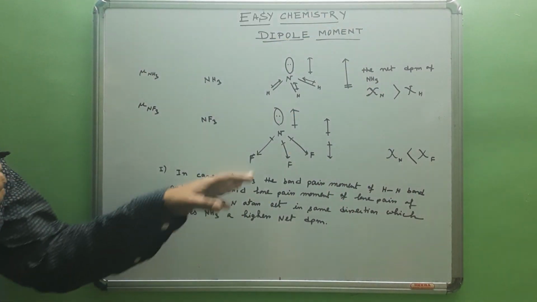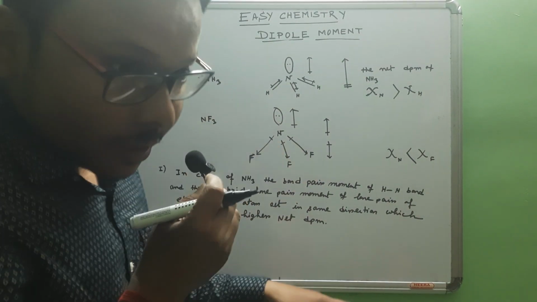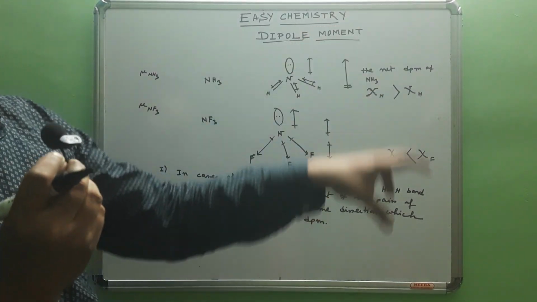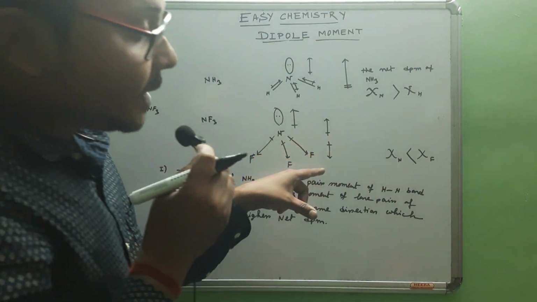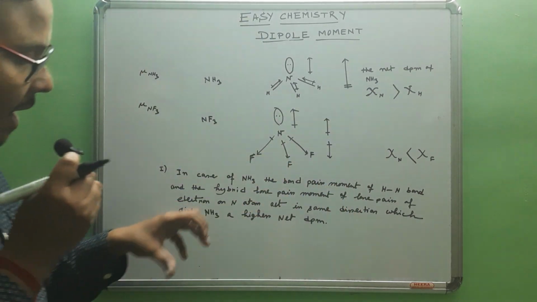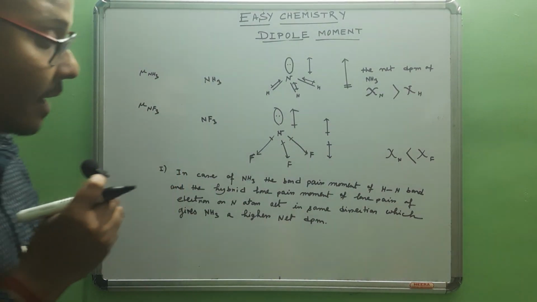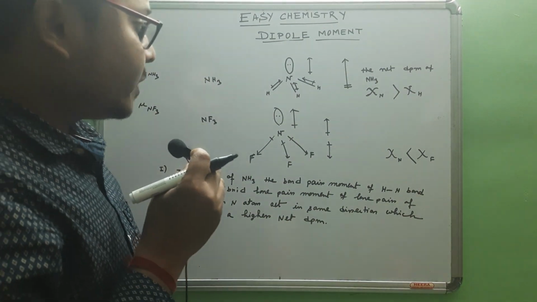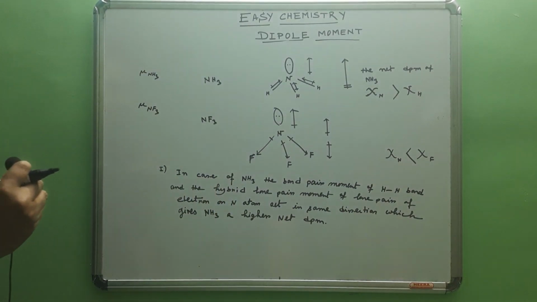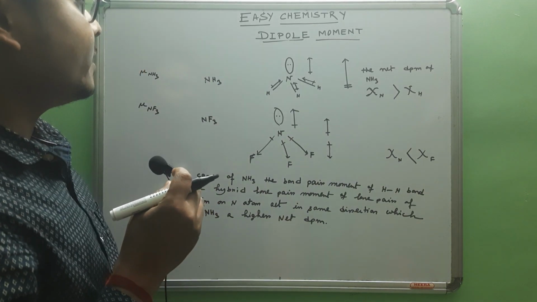Okay, but in case of NF3 the scenario is quite different. In case of NF3, the bond pair moment and the lone pair moment act in the opposite direction. These two dipole moments act opposite in direction, so they cancel to some extent, not 100%. Therefore the net dipole moment of NF3 is quite less.